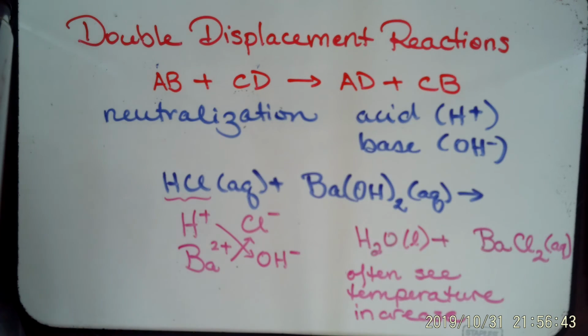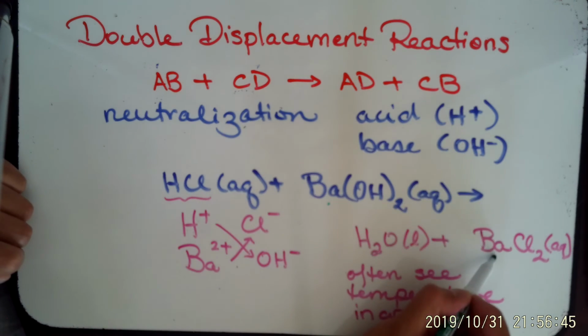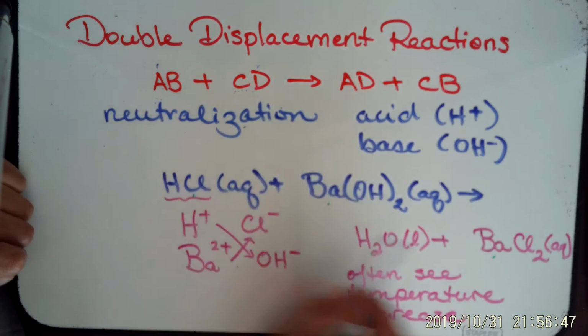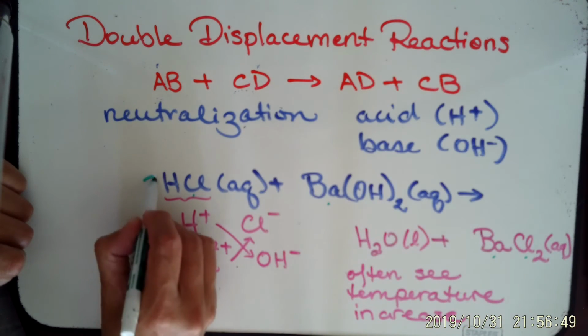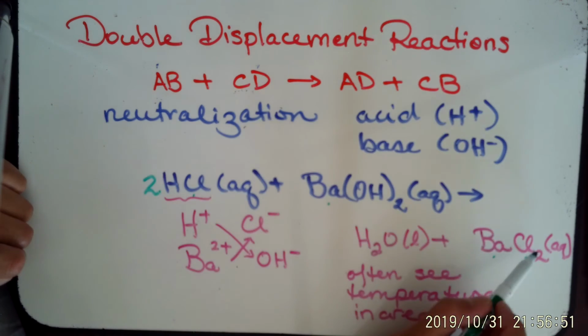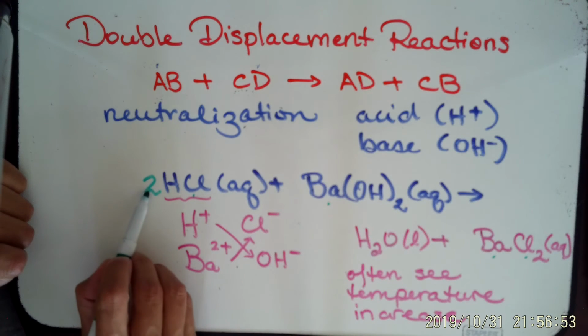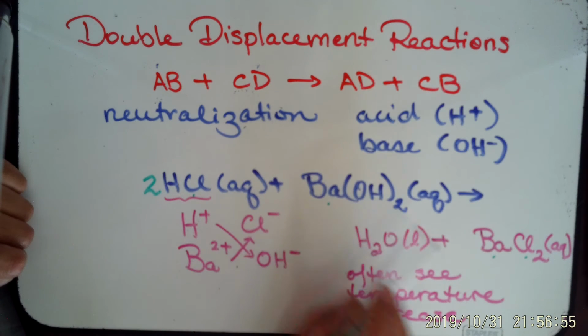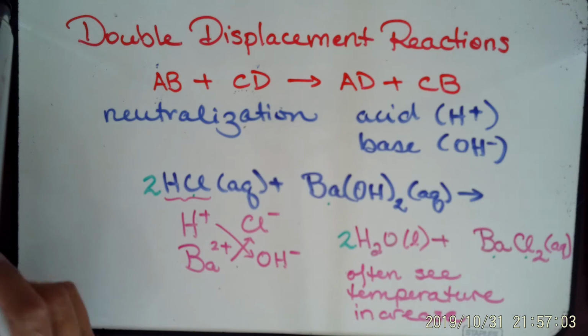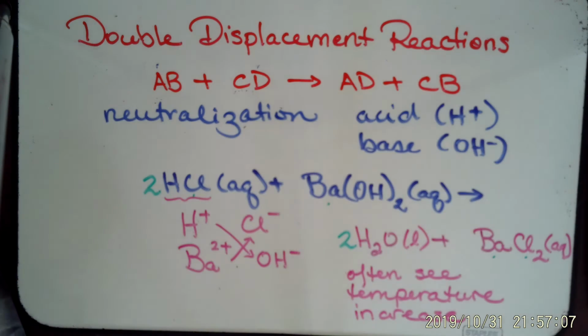Okay, so now let's balance it. I have 1 barium, 1 chlorine, 2 chlorine. So let me put a 2 here. That means my chlorines are good. I have 2 hydrogens, 4 hydrogens, and 2 oxygens. Here I only have 1 and 2. So if I put a 2 there, then that becomes balanced. Okay, so that's an acid-base neutralization.